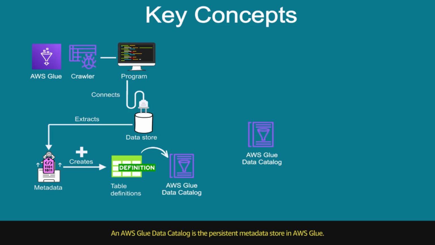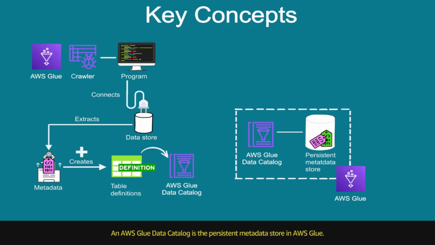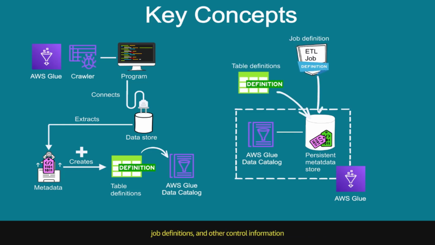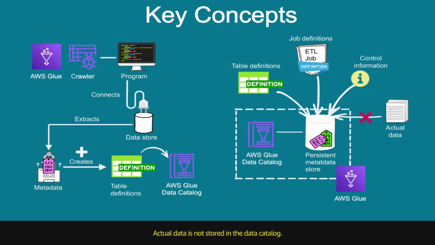An AWS Glue Data Catalog is the persistent metadata store in AWS Glue. It contains table definitions, job definitions, and other control information to manage your AWS Glue environment. Actual data is not stored in the data catalog.